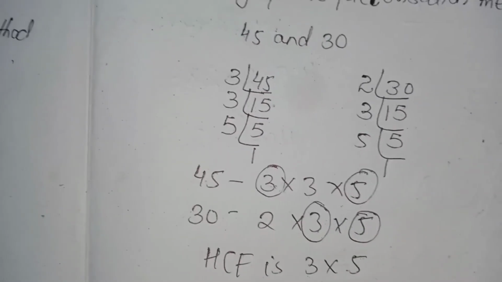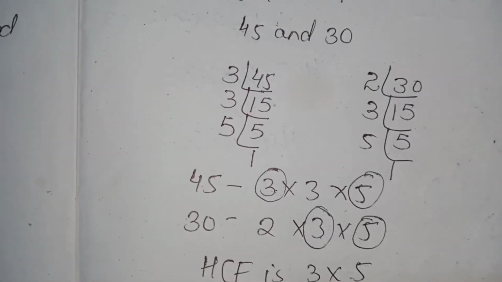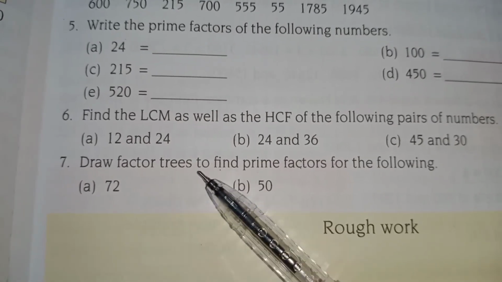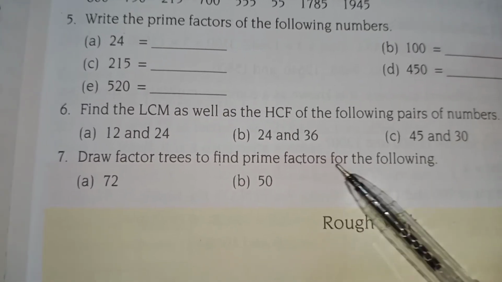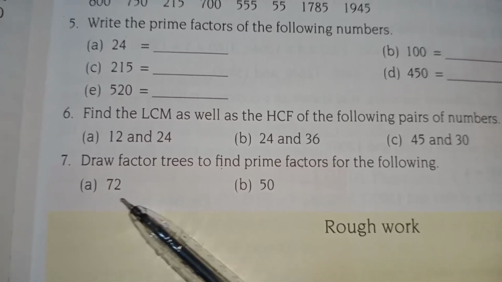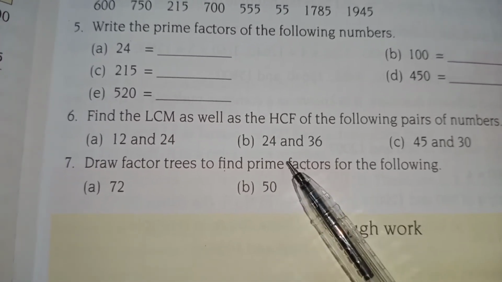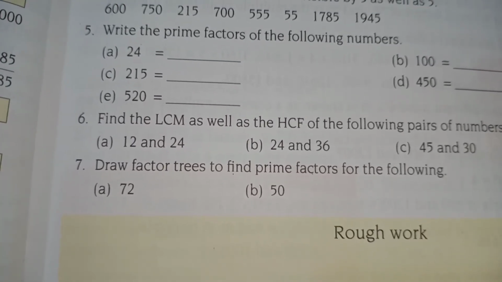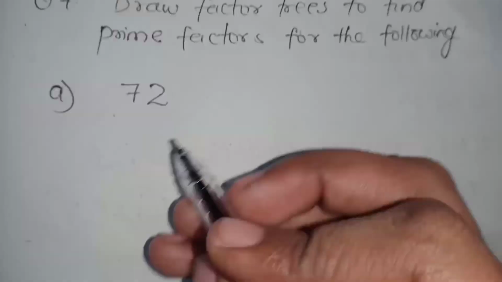Okay, now let's do the last question, question number 7. Draw factor trees to find prime factors for the following. Here we are going to draw the factor tree and find the prime factors. Okay, so let us start. There are just 2 questions, so I will do 1 question. So see here how to do.